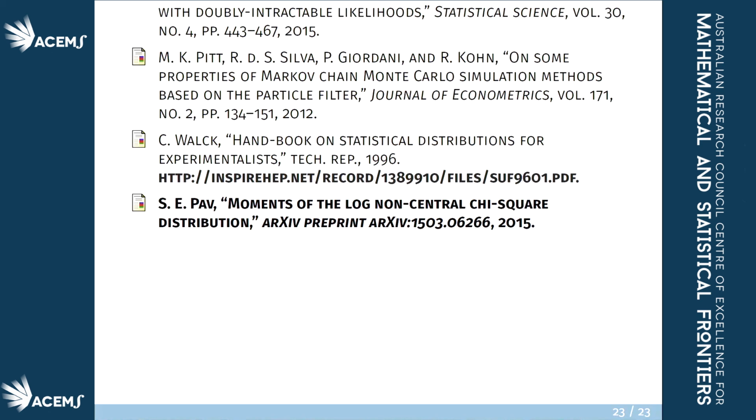The first derivation of the pseudo-marginal result, that the optimal sigma was 1 for the standard deviation of the log of the likelihood estimator, is the 2012 paper in the Journal of Econometrics, and that's all I have to say.